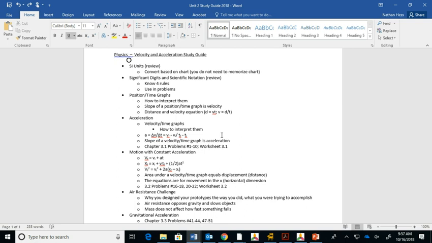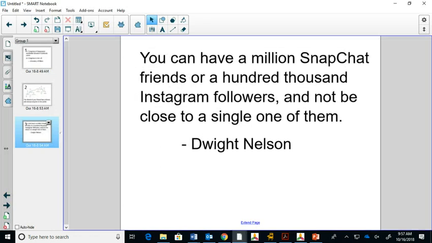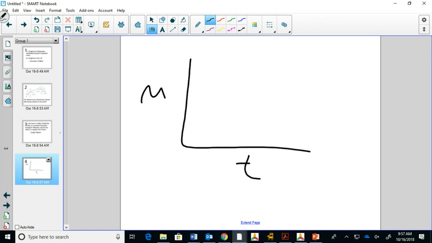We talked about position time graphs, how to interpret position time graphs. So, we know that if I have position, well, let me just go ahead and do some drawing here. So if we got a graph here, position would be meters and time, seconds. Or distance, if you want to say distance and time, right? Here are my units.